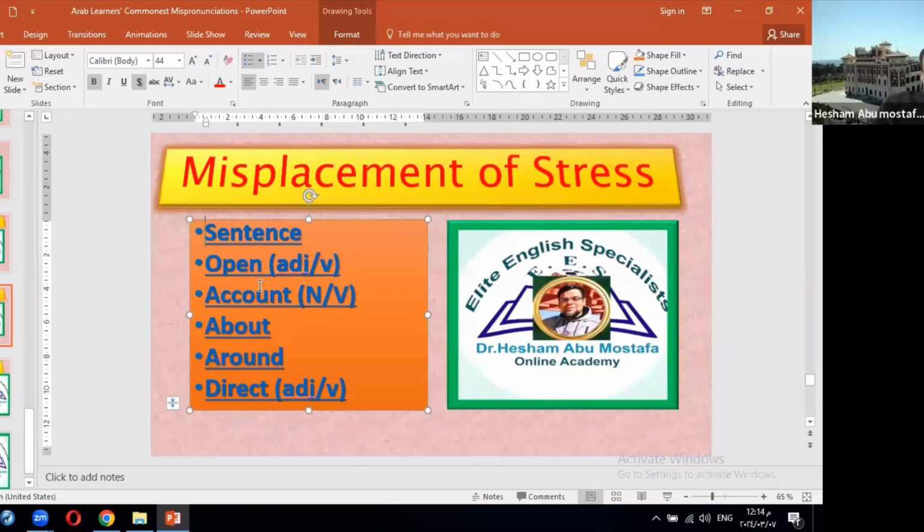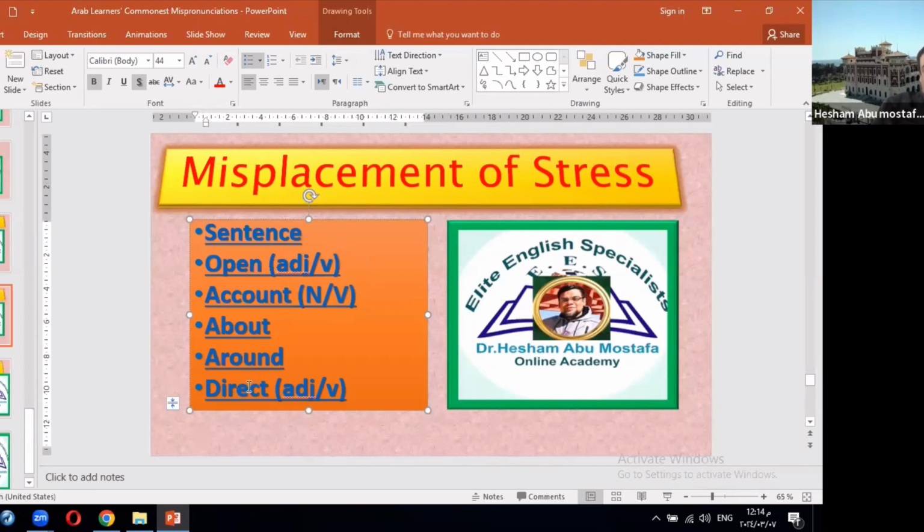Also, account, account. As a noun or as a verb, the same thing. The stress is on the second syllable, not the first. Not account, okay? About, about. The stress is on the second syllable. Around, around. Also, the stress is on the second syllable.